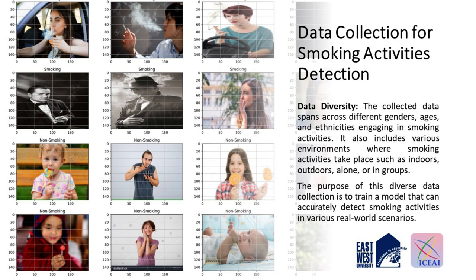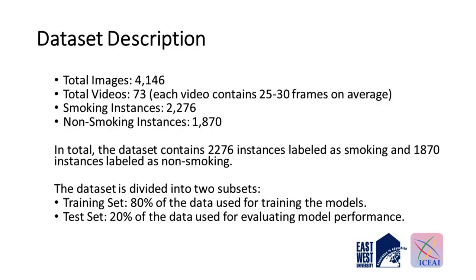The collected data spans across different genders, ages, and ethnicities engaging in smoking activities. It also includes various environments where smoking activities take place, such as indoors, outdoors, alone, or in groups. The purpose of this diverse data collection is to train a model that can accurately detect smoking activities in various real-world scenarios. In total, the dataset contains 2,276 instances labeled as smoking and 1,870 instances labeled as non-smoking.